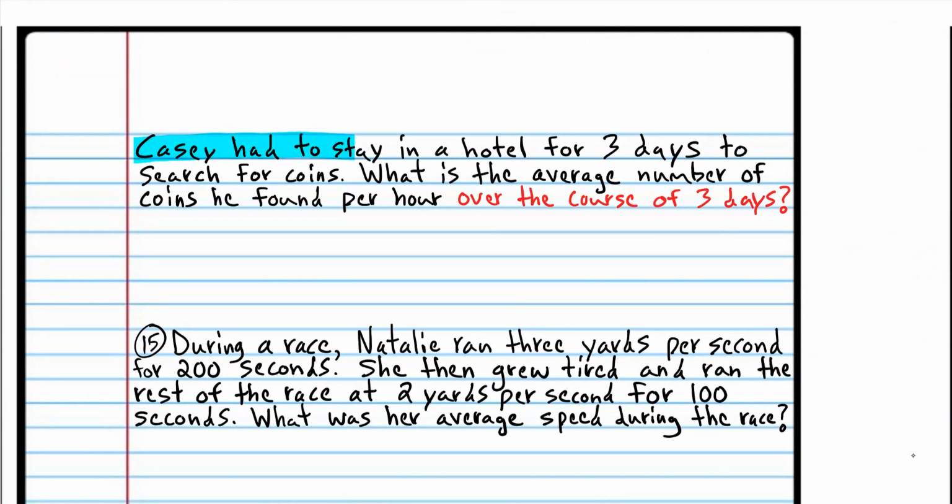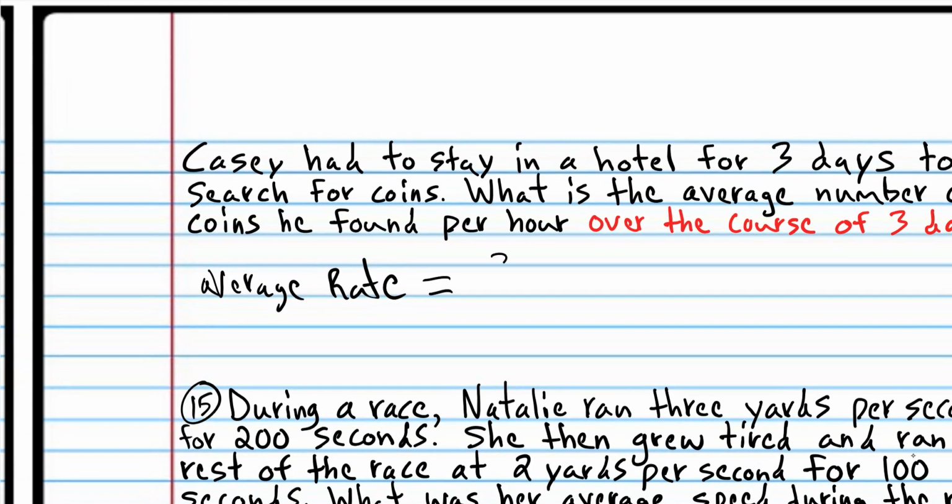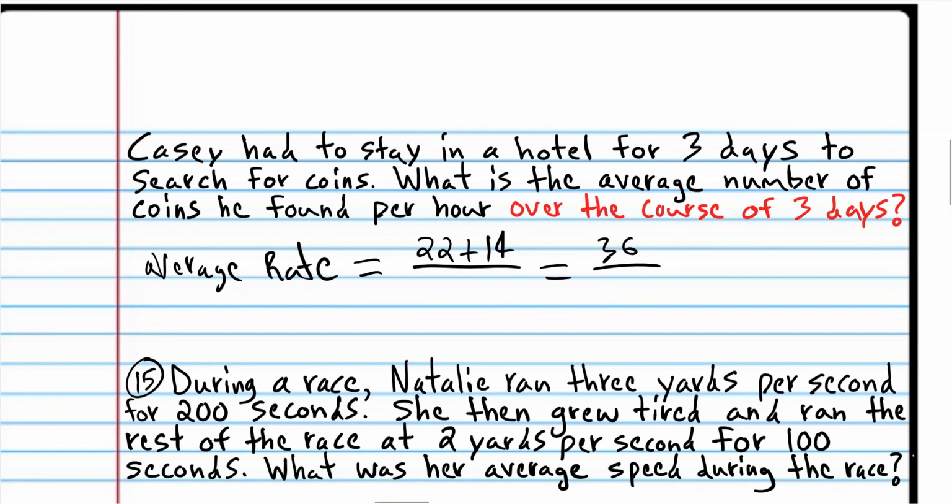All right. But look what happens in this second part of the problem. It says Casey had to stay in a hotel for 3 days to search for coins. What is the average number of coins he found per hour over the course of the 3 days? Well, this is different. So the average rate is equal to the change in the number of coins that he found, and that's going to be, of course, 36, same number. But now we're dividing by the total amount of time, because, again, the context of the problem is different, and it wants the number per hour.